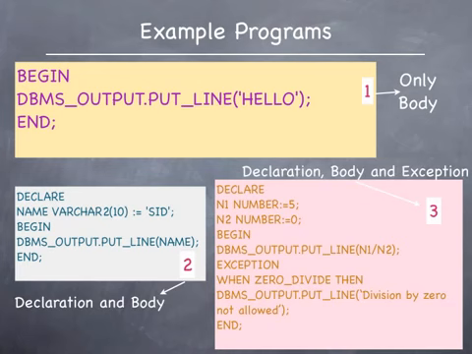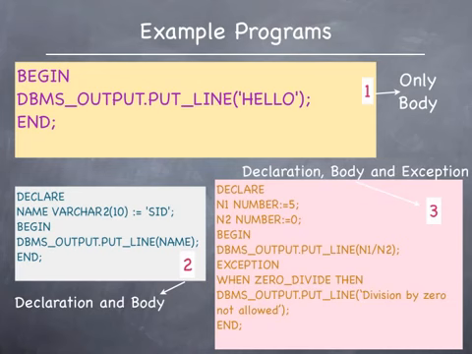The third example has a declaration section, a body, and an exception section. The declaration section is declaring two variables called n1 and n2. n1 holds the value 5, n2 holds the value 0. In the body of the program, you are attempting to display the result of dividing the contents of n1 by n2. However, a division by 0 is not allowed in Oracle. That statement, which does the division, will display an Oracle error.